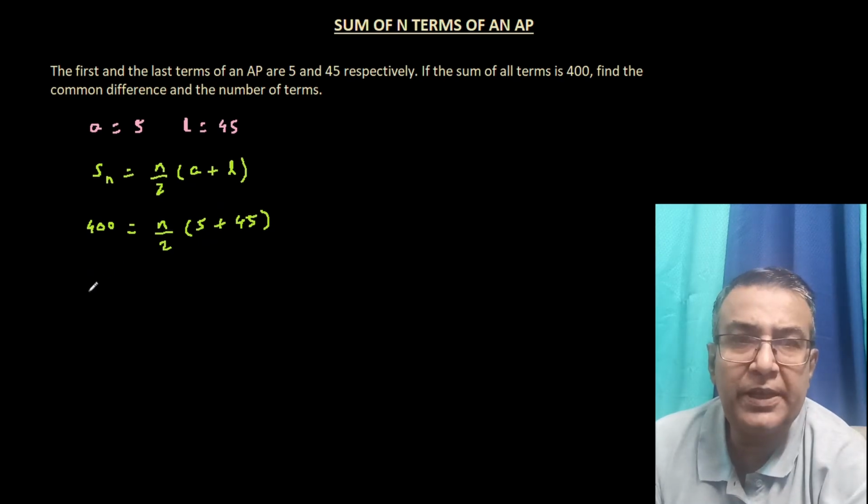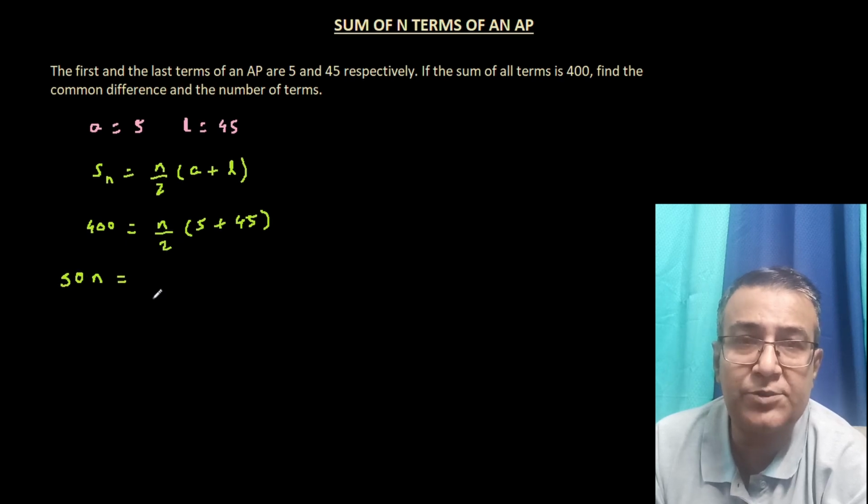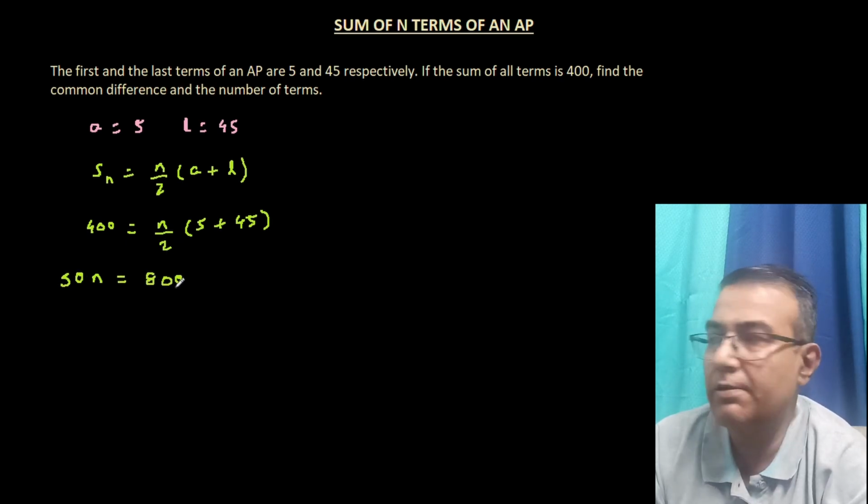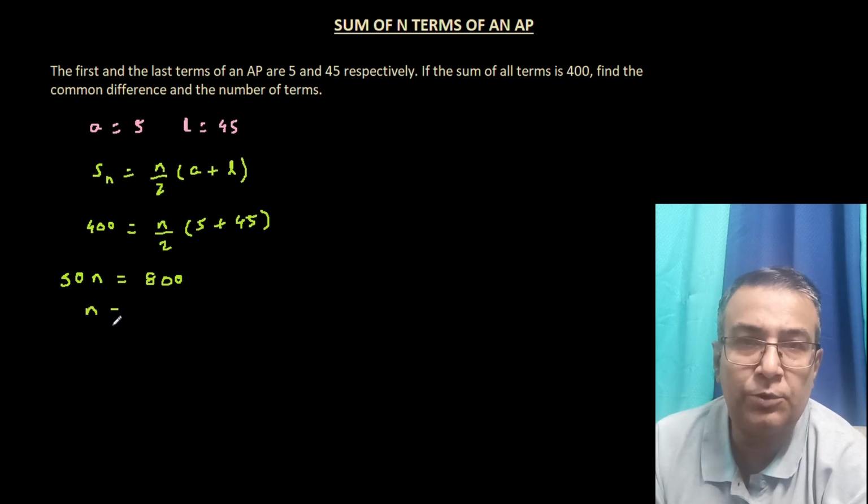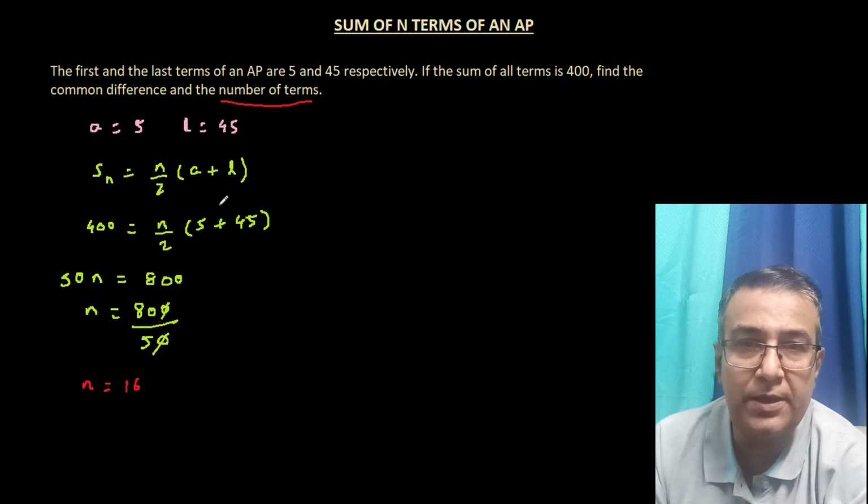So this 2 can be taken to the other side, and then I'll again write the RHS first. So I'll be left with n times 50, which gives us 50n. That should be equal to 400 times 2, which is equal to 800. We take 50 to the other side, so n will be equal to 800 divided by 50. The zeros can get cancelled and we are left with 80 divided by 5, which gives us the value of n as 16. So we know that the number of terms in this AP is equal to 16.